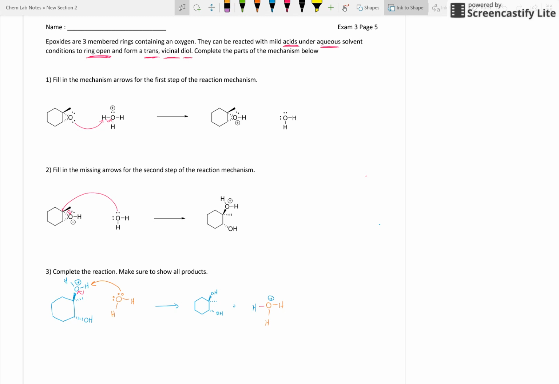So pay attention to what information is given. Think about what it means to be an acid. Think about what it means to be a solvent, and what trans means, what vicinal means, what diol means. These are clues that were given along the way.